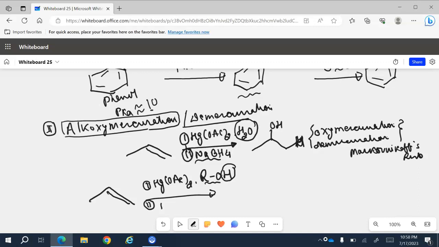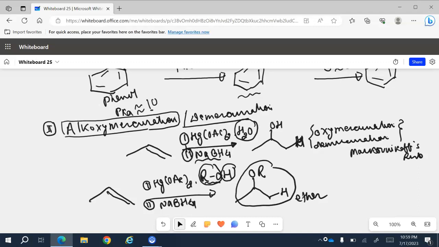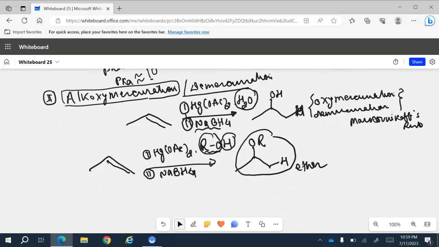And demercuration is same as previous. NaBH4 is for demercuration. The result is hydrogen will add to one carbon, whereas the RO or alkoxide group will add to the other carbon. So this results in the formation of ether as the product. This is the reaction called alkoxymercuration demercuration. And again, addition of alcohol takes place by Markovnikov rule.